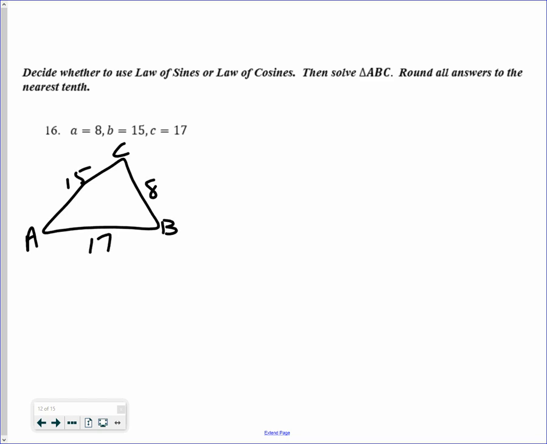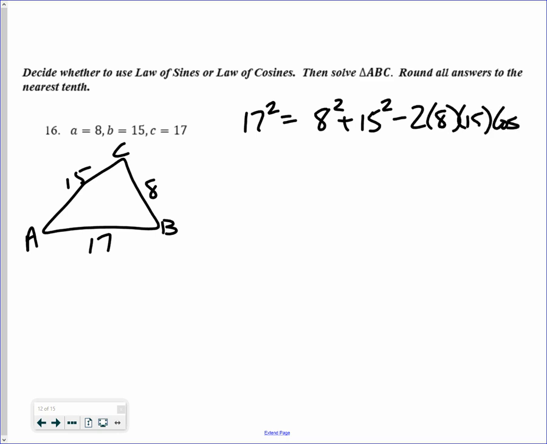When using the law of cosines, always go for the biggest one. So 17 squared would equal 8 squared plus 15 squared minus 2 times 8 times 15 cosine of the angle. Now, this is missed a lot. 64, 225, minus 240 cosine C.